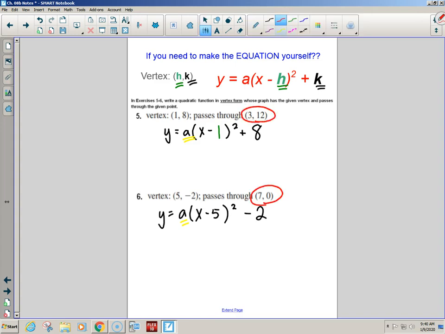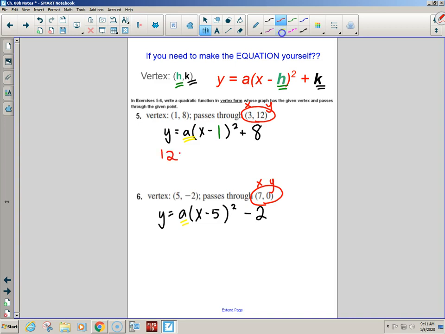We have a hint. We have a clue. Now, ready? Hold on. Whenever they give us a point, isn't this an x and isn't this a y? Right? And an x and a y? What do you think we should do as good algebra students if we have x's and y's and we're missing somebody? Plug it in, plug it in. Let's go find our a and then we're done.